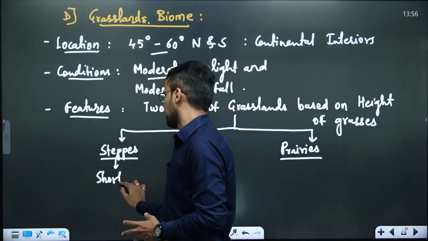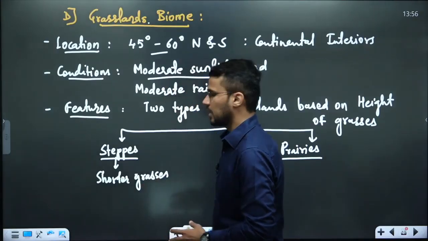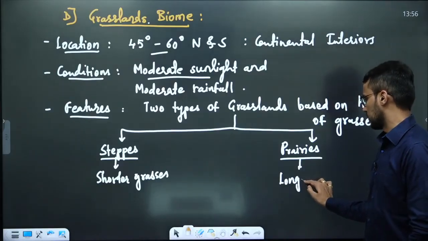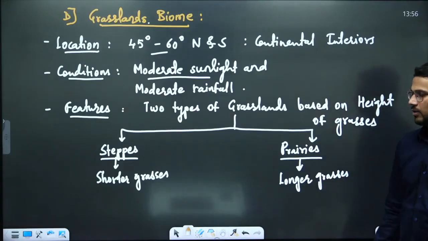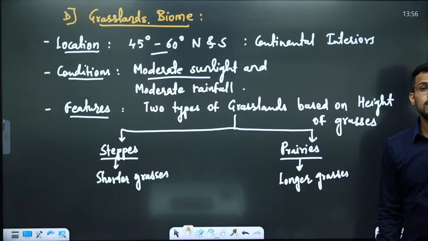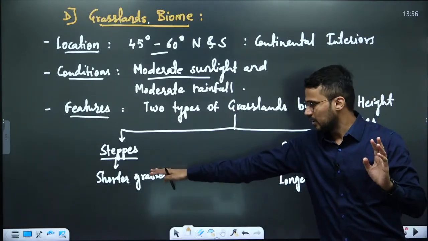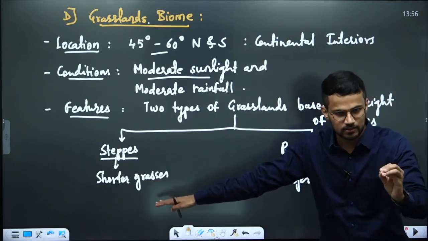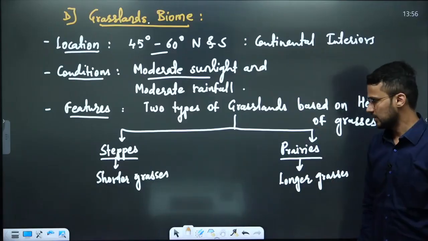Steppes are shorter grasses. Prairies are relatively longer grasses, right? Relatively longer grasses are there in prairies region. Why? Because of rainfall. अगर steppes में shorter grasses है, that means here we have presence of relatively lesser rainfall compared to prairies. Prairies में ज़्यादा rainfall होगा, ठीक है?